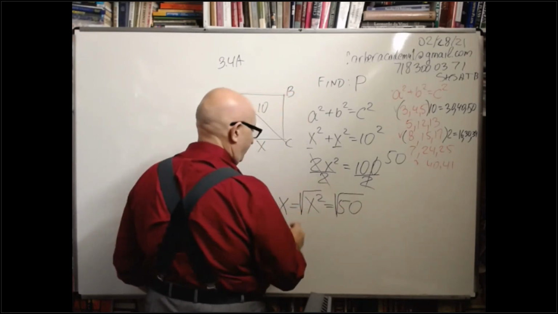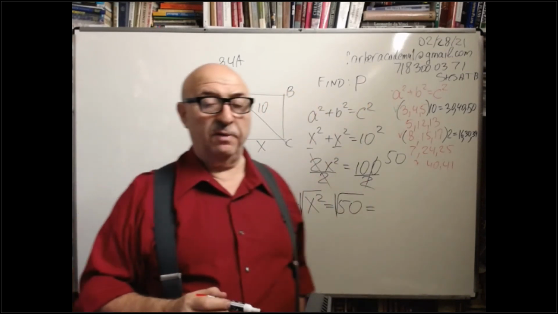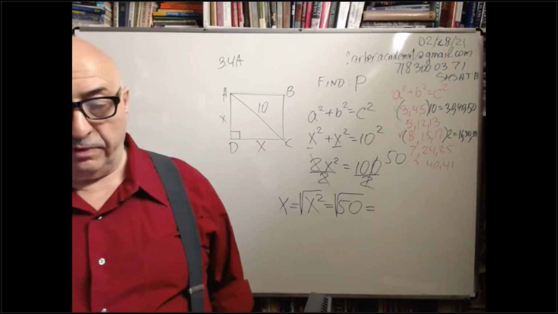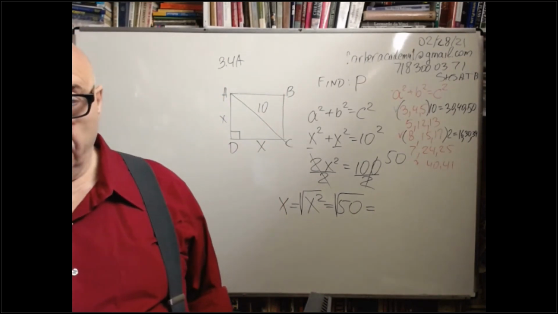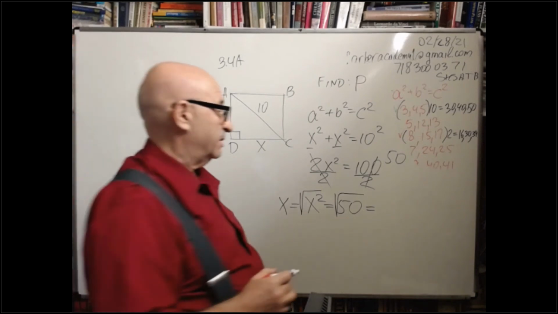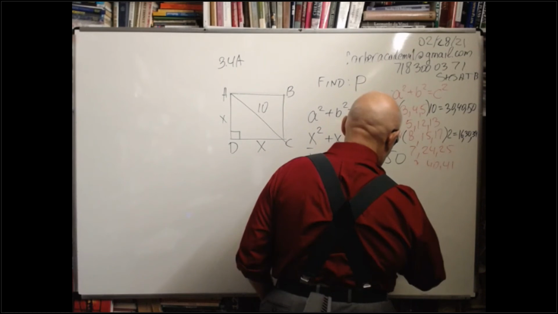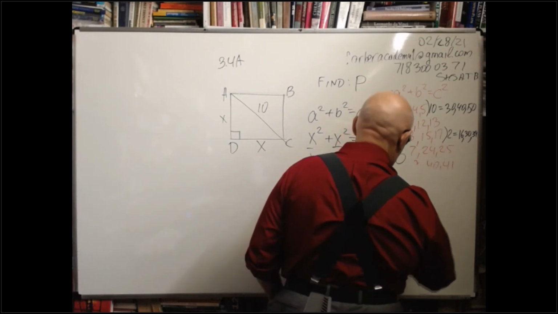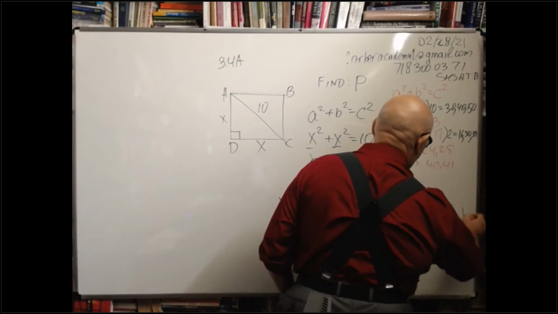x. Now represent the square root of 50. Who will tell me how to represent the square root? Extract the greatest perfect square. Greatest perfect square. Who will help me with this? 25 times 2. Yes, excellent. 25 times 2. And the square root of 25 is 5, so 5 square root of 2. Check mark.